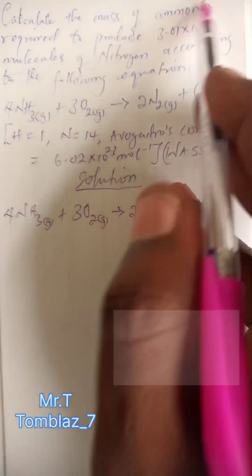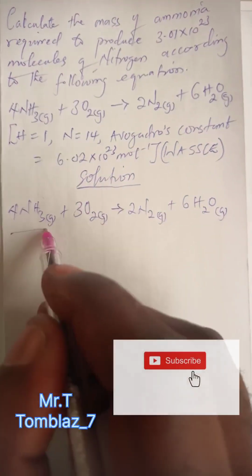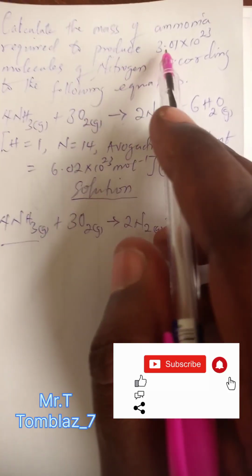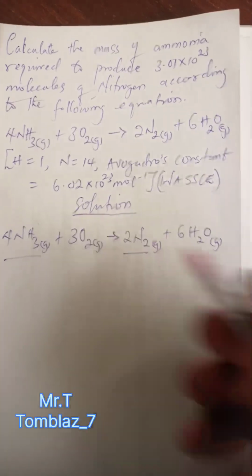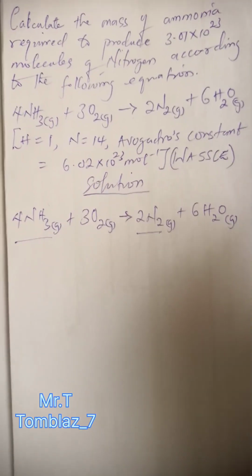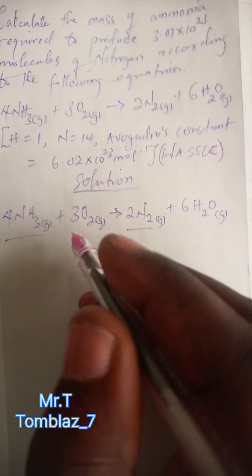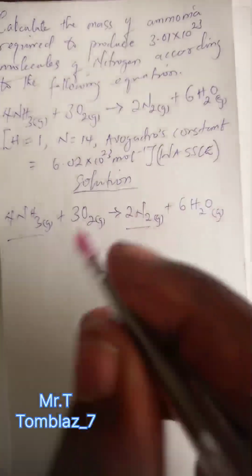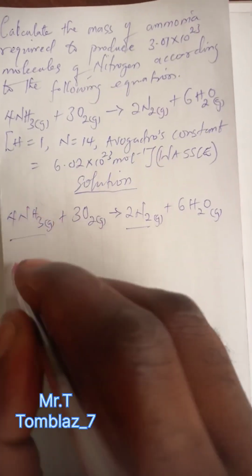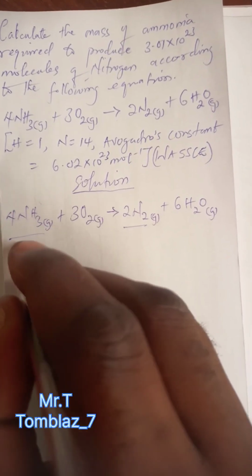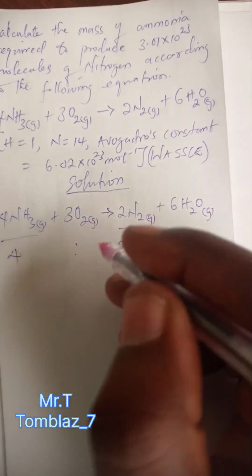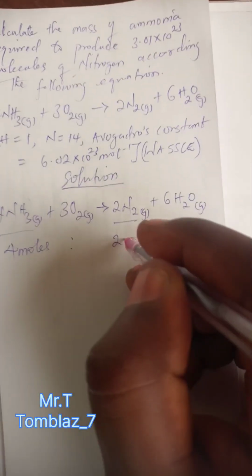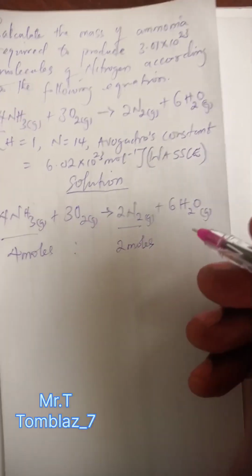They say we should calculate the mass of ammonia. So our concern here is to produce 3.01 times 10 raised to power 23 molecules of nitrogen. Then our next concentration should be here. Is that okay? Alright, so now let's see how it goes. Now you know that when we start this, we have 4 moles here reacting with 2 moles here, right? Are we good? 4 moles reacting with 2 moles here, right? Okay, so let's see how we go about it.